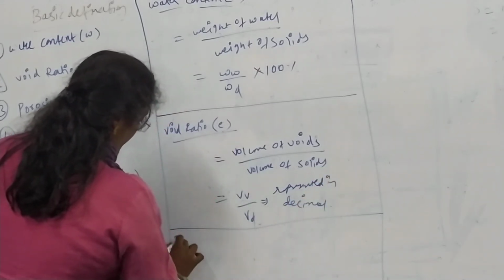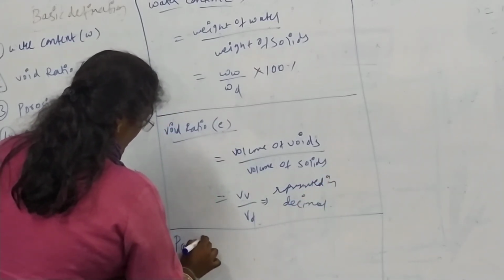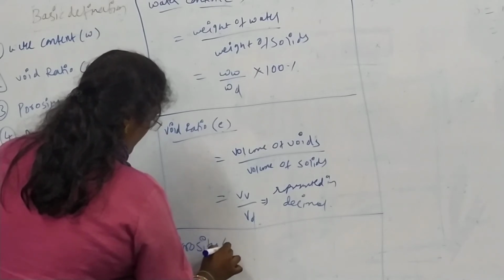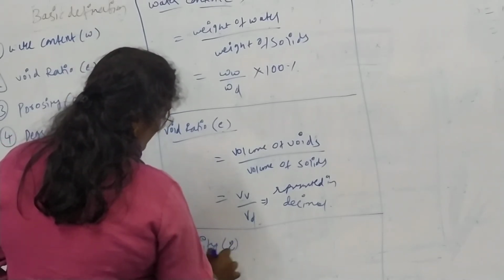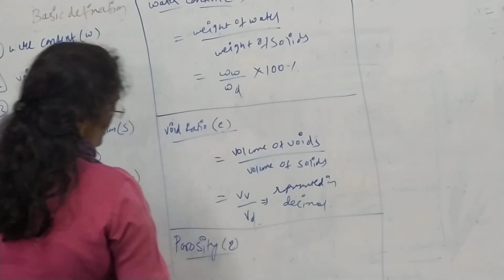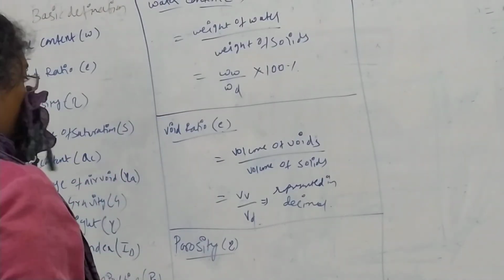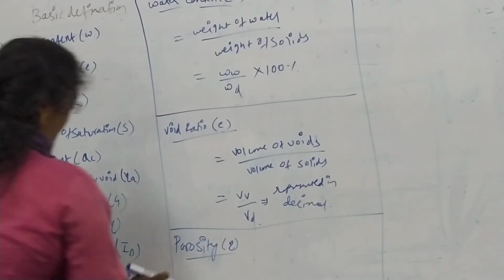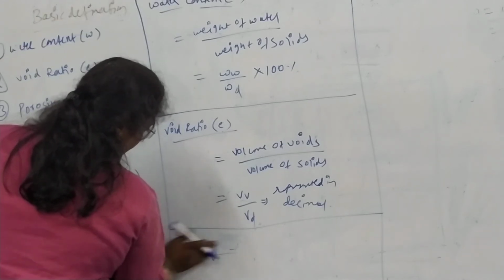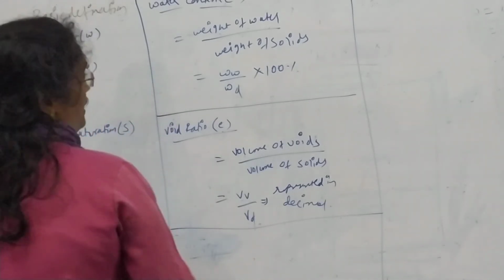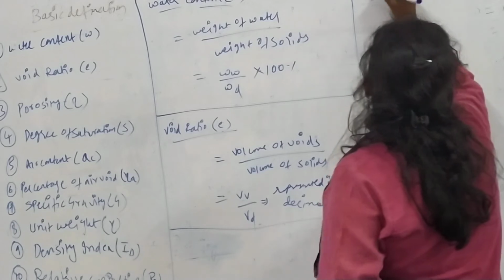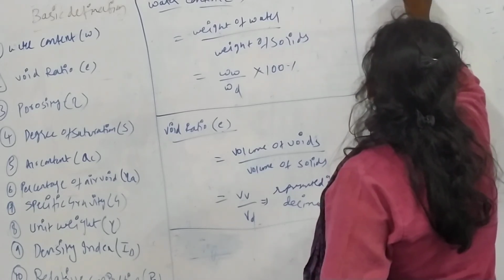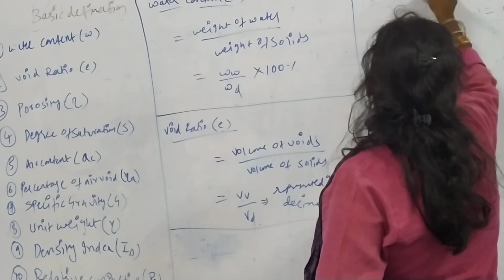Next one is the porosity. Porosity means the voids you get in your soil sample due to the void ratio. So we will find out the relation between n and e. See here, porosity is represented with n.